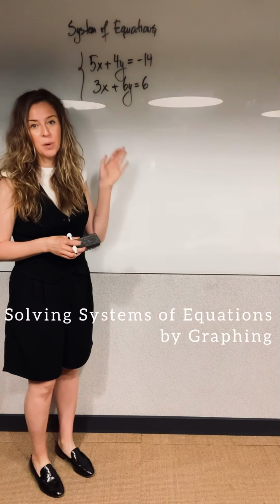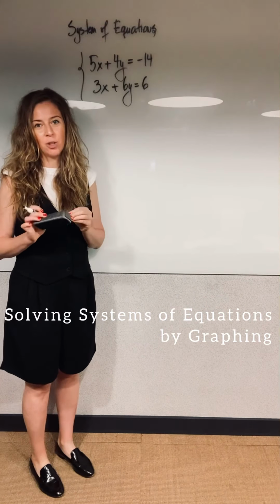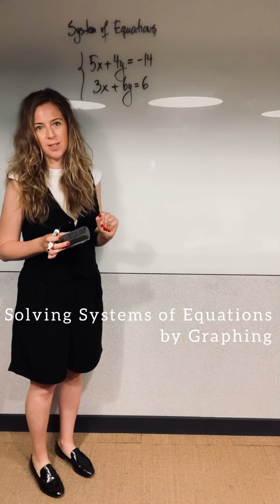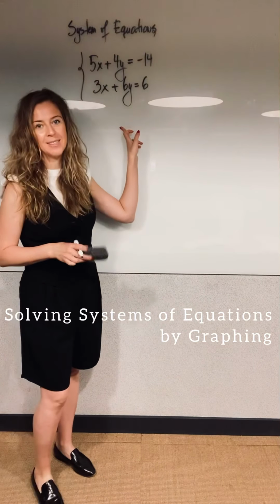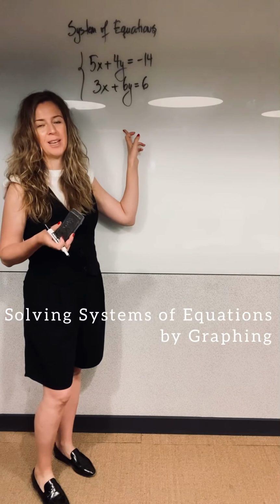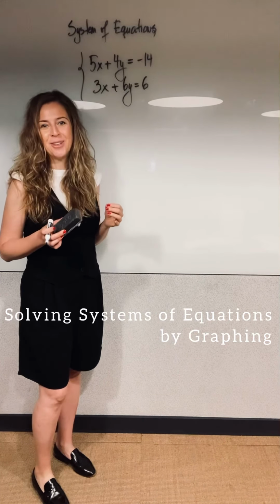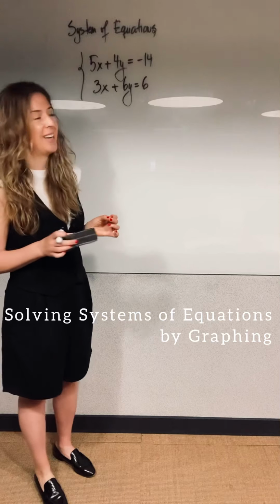We have here a system of equations, so we're going to solve it using a method called graphing. There's two things to this. First of all, you need to graph it. Second of all, you need to find that point of intercept. For some reason, students sometimes have a hard time with it, okay?